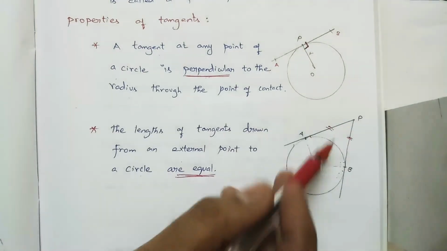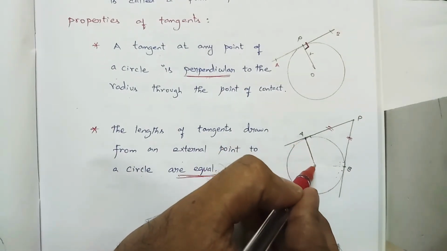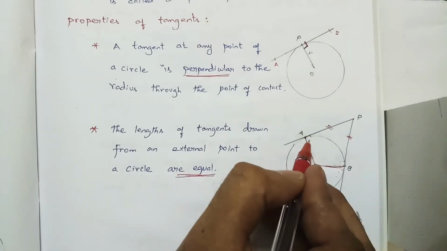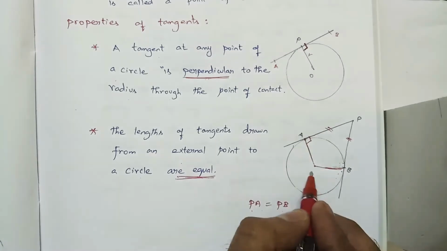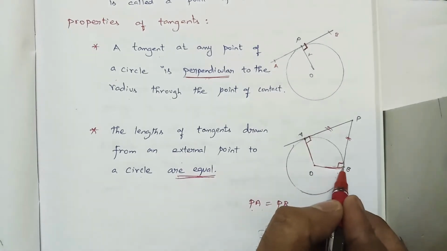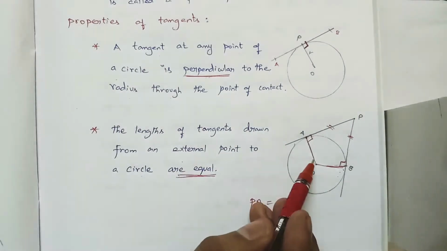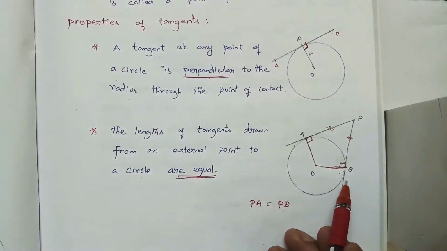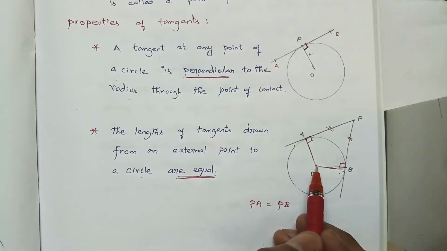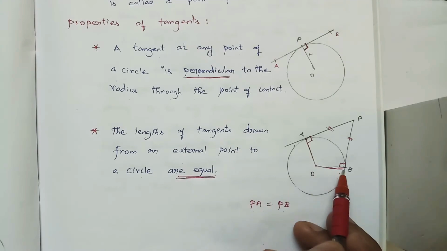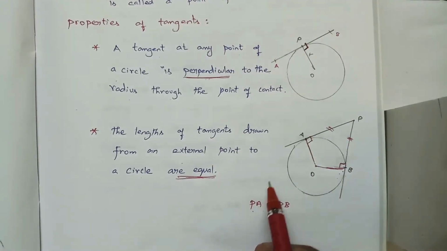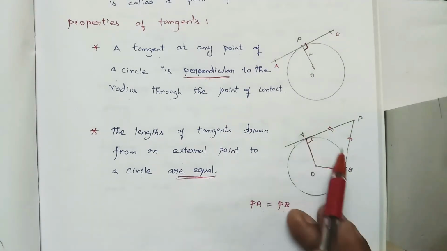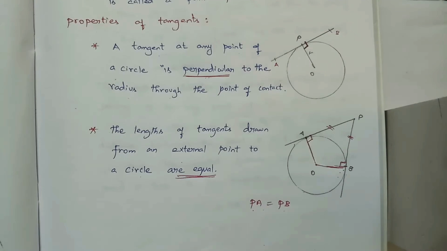Now we have two tangents. I'm drawing the radii OA and OB. OA is perpendicular to the tangent PA and OB is perpendicular to the tangent PB. I'm showing the first property here. OA and OB are the radii and PA and PB are the tangents, and I'm marking the angles. OA is perpendicular to PA and OB is perpendicular to PB. The second property says PA is equal to PB: from an external point we can draw two tangents, and the two tangents of the same circle are equal.